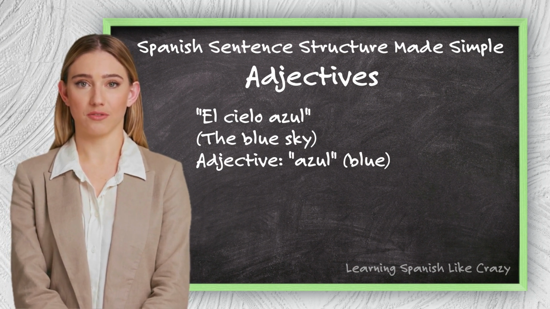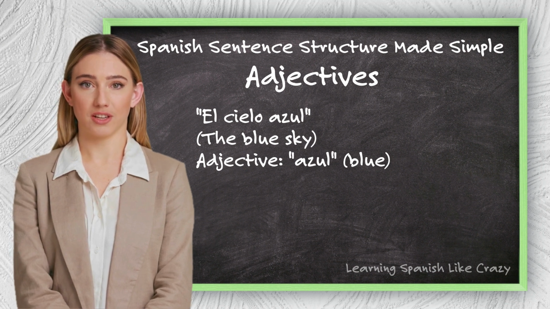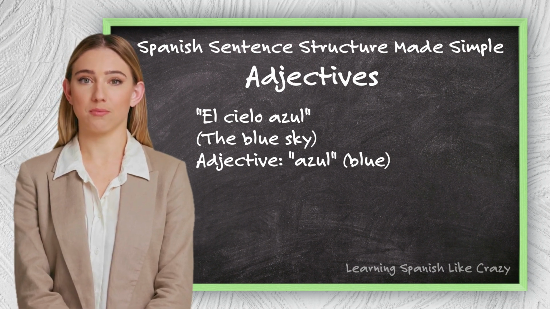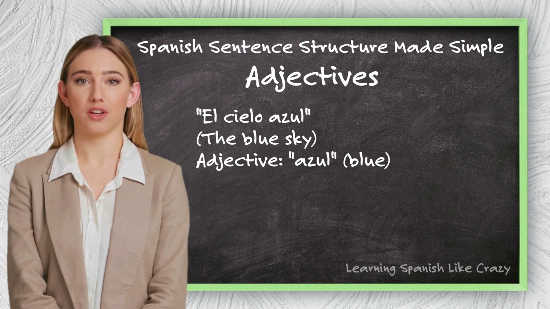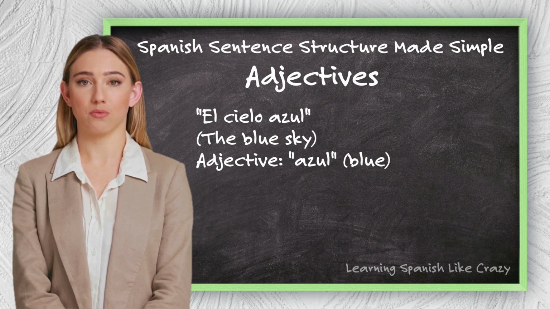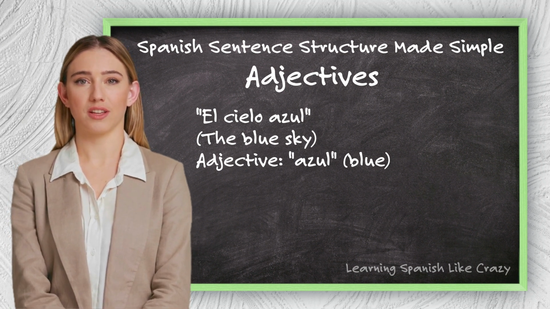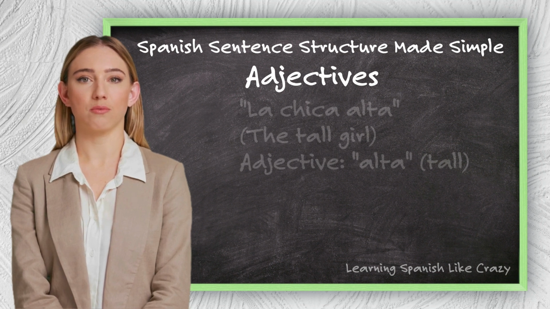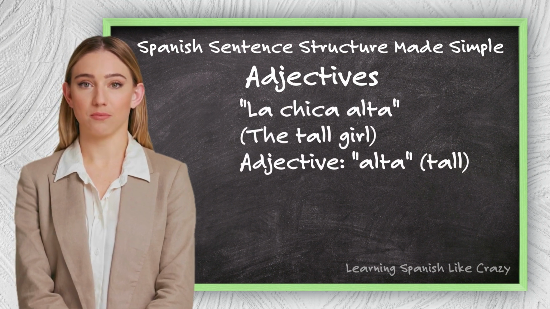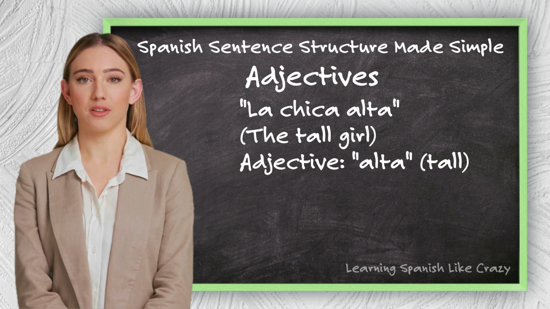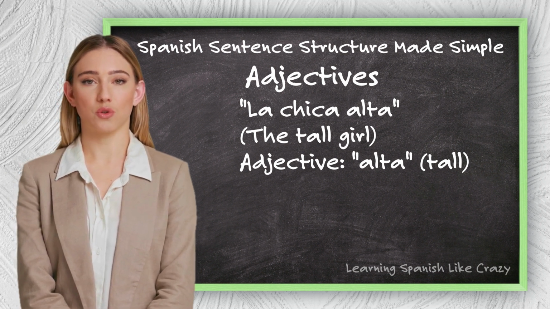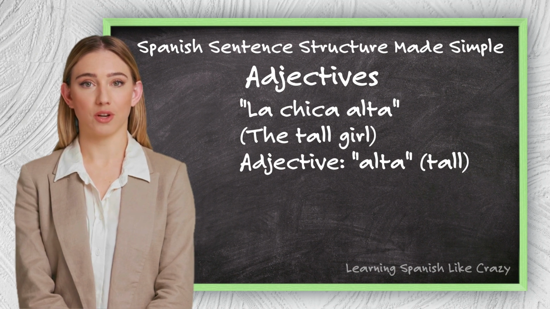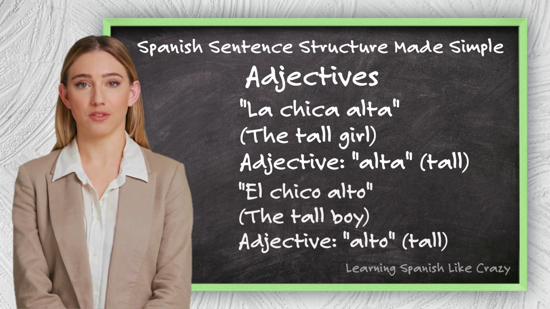When using adjectives, it's important to match their gender and number with the noun they modify. In Spanish, nouns can be masculine or feminine, singular or plural. For example, if you want to describe a feminine noun, like the tall girl, in Spanish, it would be La chica alta. The adjective agrees in gender and number with the feminine noun girl. If we were to refer to a masculine subject, it would be El chico alto.